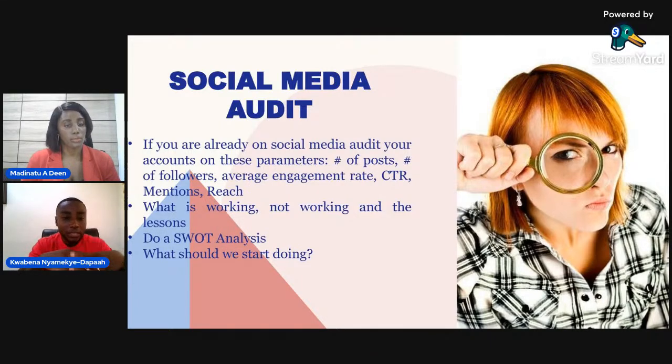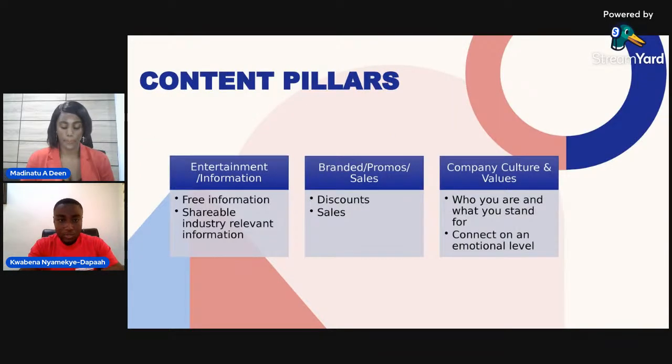Look at the strengths, the weaknesses, the opportunities, and the threats that your brand on social media has. Now, content pillars. After you have decided on the why, that's the strategy we are developing, and you come to how to post, that's developing the content itself, there are three pillars that you must consider. Is it entertainment and information?